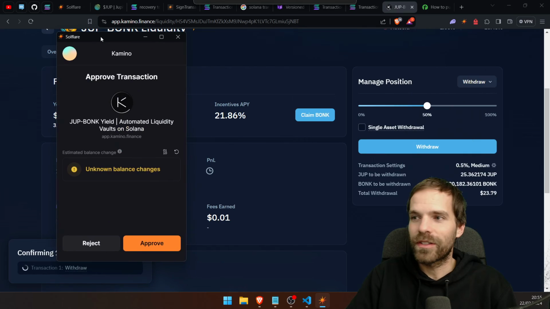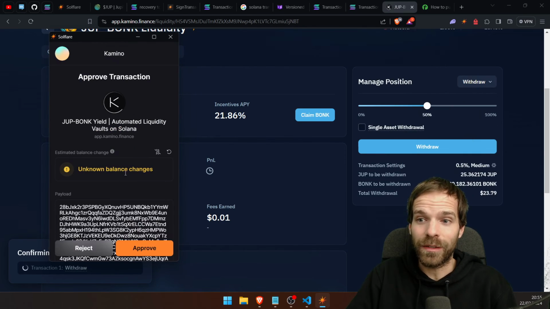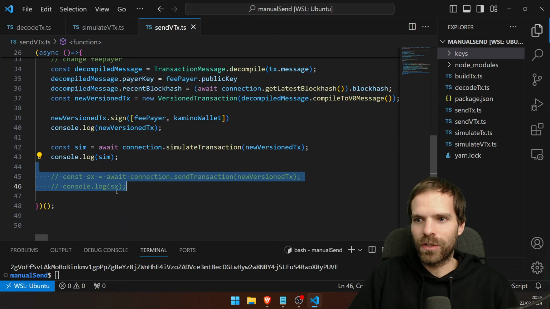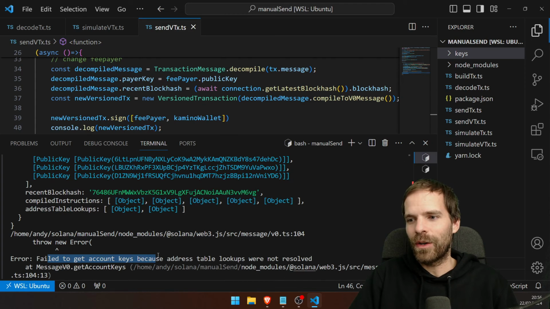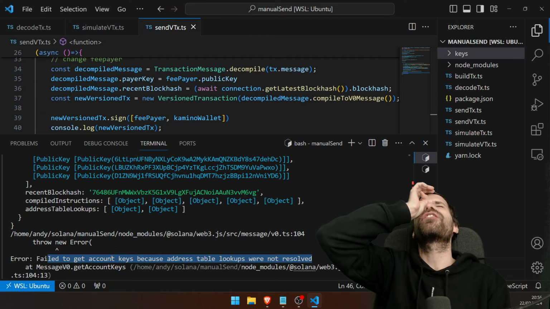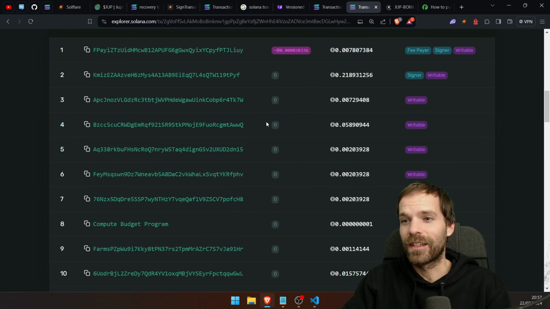Withdraw, of course. This ain't gonna work, but as we know, we can just copy this. And first, I'm just gonna simulate it just to check. Failed to get account keys because address table lookups were not resolved. Ooh, for that apparently it uses address table lookups. Fuck. Yeah, and they are not resolved. Oh, fuck's sake. Okay, so, I mean, I've only been sitting here for 3 hours. Let's try to get that to work with address table lookups.